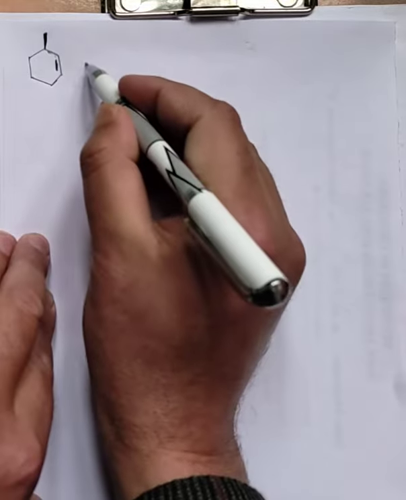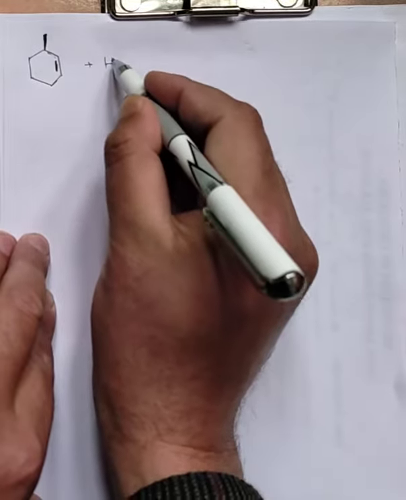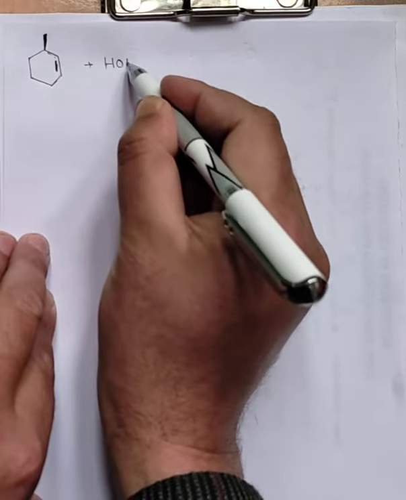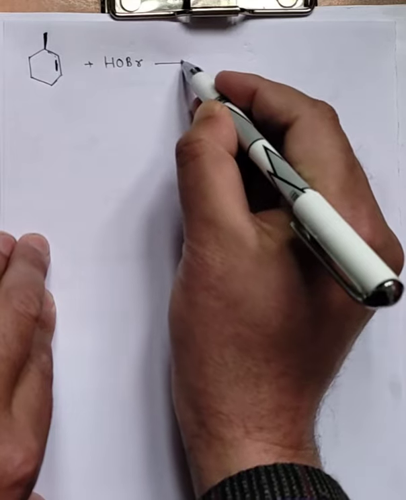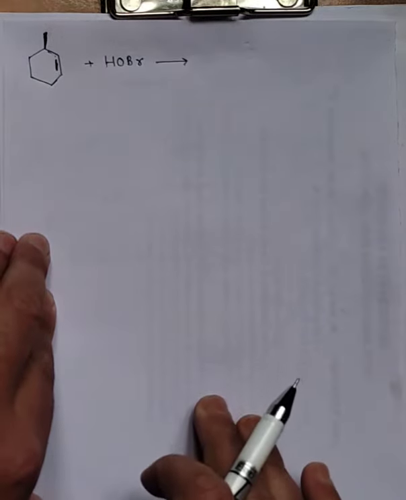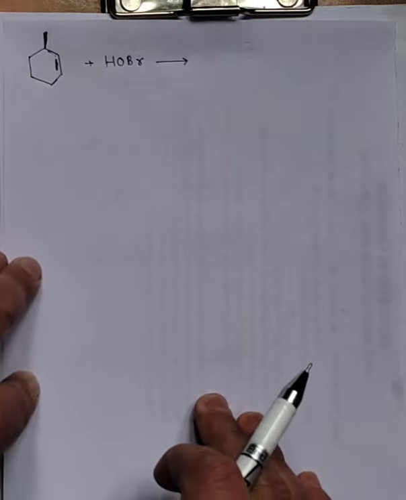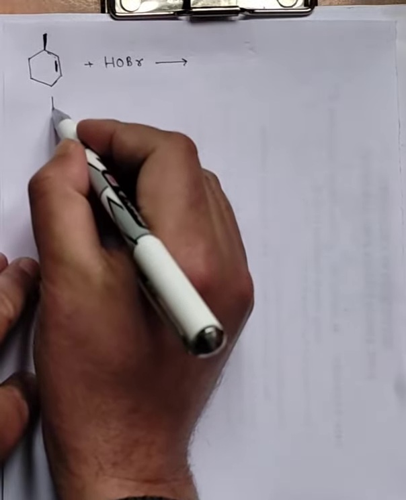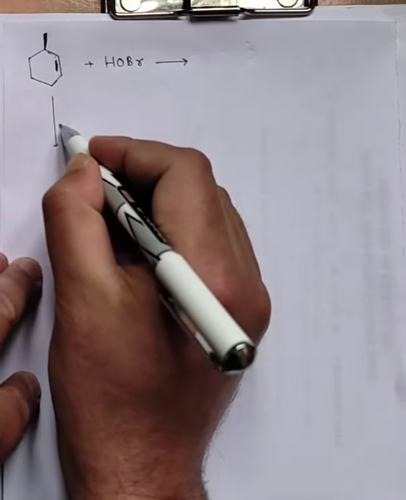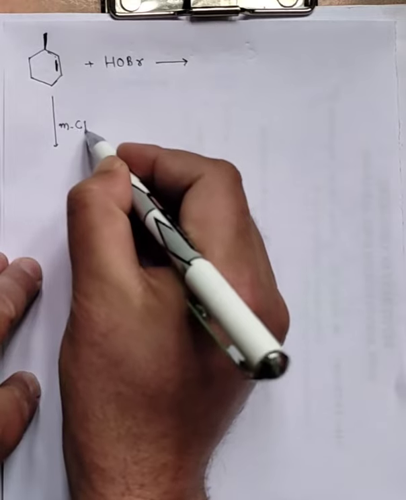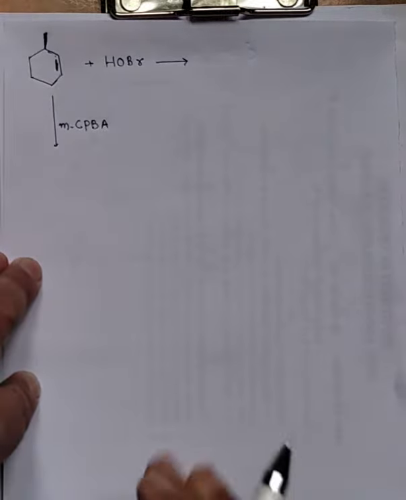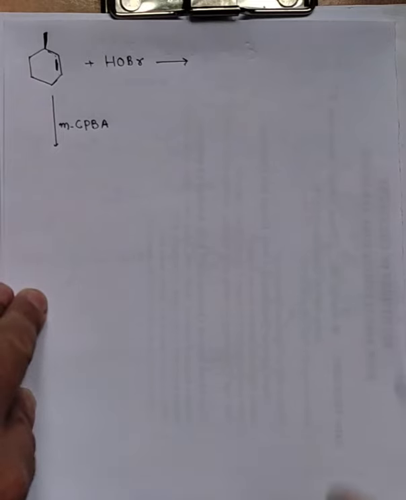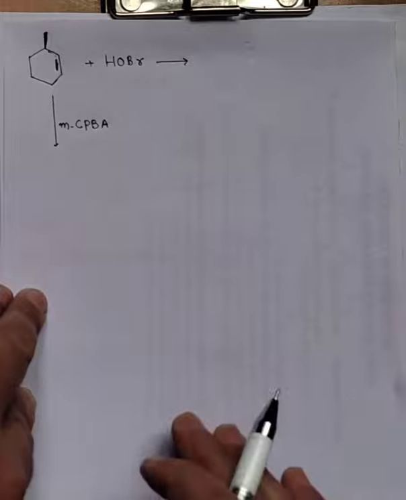So what I will do, I will treat this with HOBr. That will be our one reaction. We need the product and also the stereochemistry. Now on the other side I will treat this with metachloroperbenzoic acid. This we have discussed. We know that when you treat an alkene with metachloroperbenzoic acid, that also forms the epoxide.